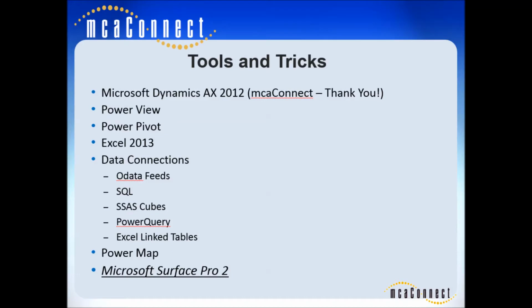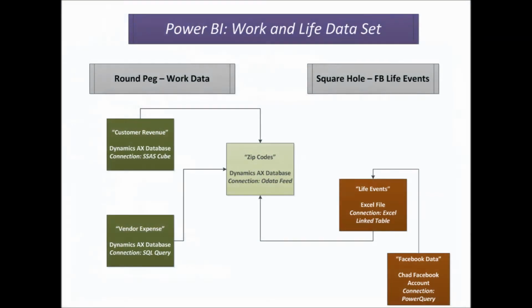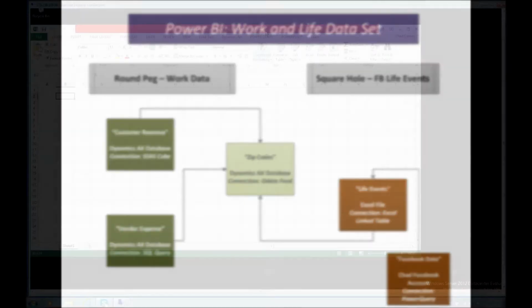So the first thing we need to do is look at the tools we have at our disposal. In this demo, we're going to use Power View, Power Pivot, Excel 2013, Power Map, and we're doing the whole thing with a Microsoft Surface Pro 2. Really, the idea here is we're going to take 2 completely different data sets. We're going to take some work-related data sets, like how much money we're getting from our customers and how much expense we have from Microsoft Dynamics 2012. I also downloaded all of my Facebook activity for the last 8 years. We're going to link that all up through zip codes, and we're going to compare it.